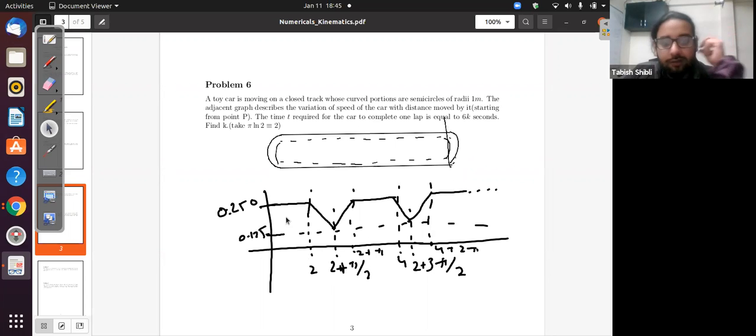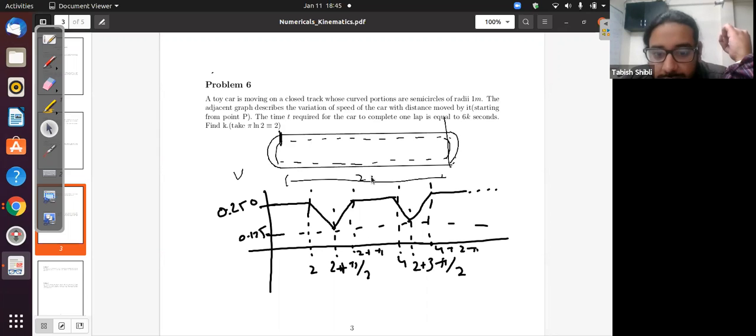So the y-axis varies from 0.125. Yes, so this is essentially speed. This is the speed v, and the x-axis is essentially the distance you're traveling. So you start from here, for example, then you move 2 meters. So all of this is 2 meters. So you move 2 meters at a constant speed.